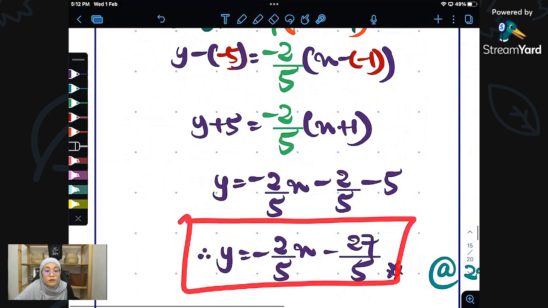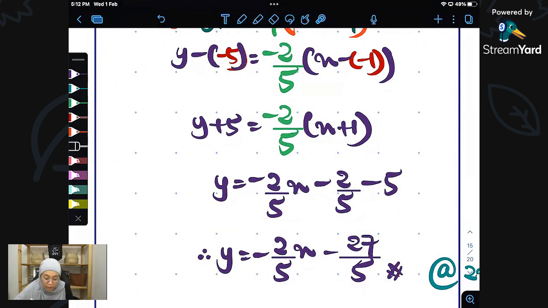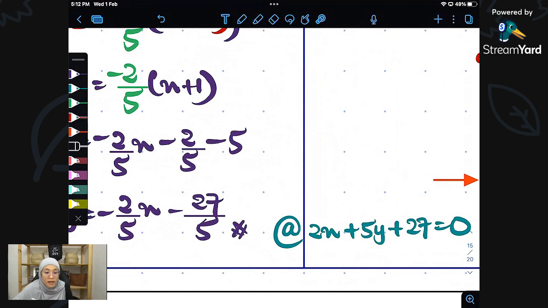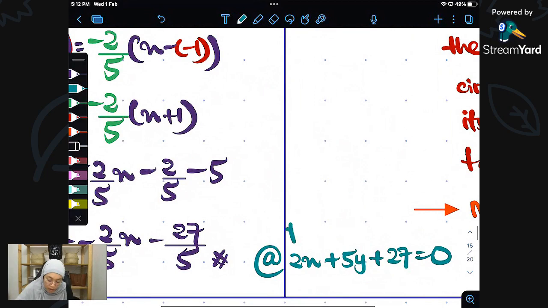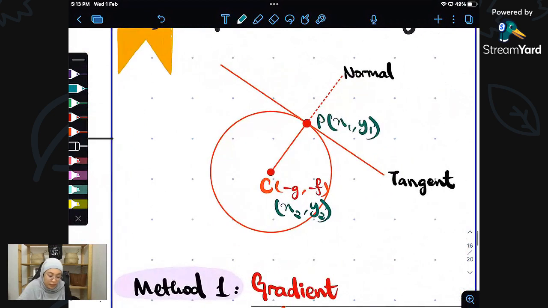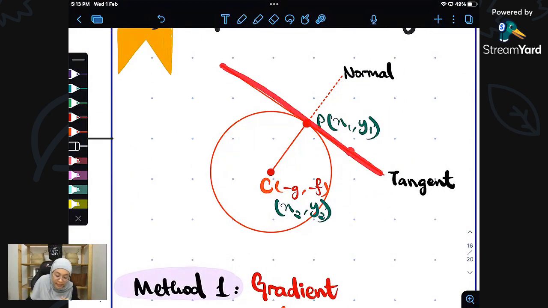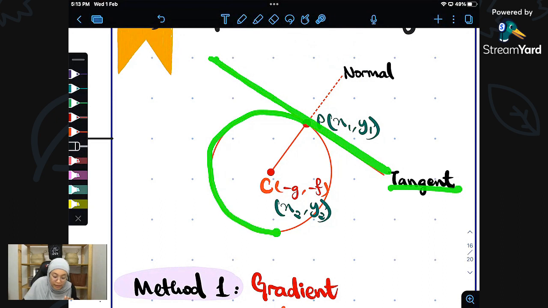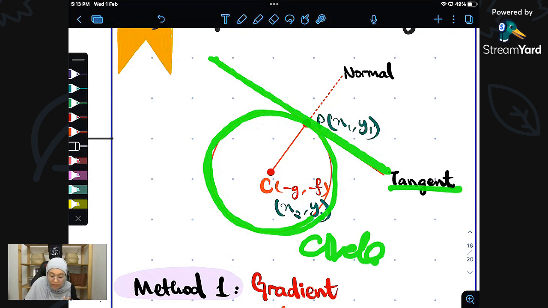y equals -2 over 5x minus 27 over 5, or you can write it down as 2x plus 5y plus 27 equal to 0. So that's it. This is your equation of tangent. The equation of tangent is different to the equation of normal. Why is it different? Because this is called the tangent, and tangent means that the line of the tangent will always touch the circle here. That is the meaning of tangent line.